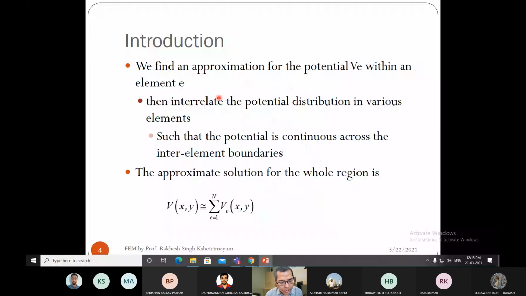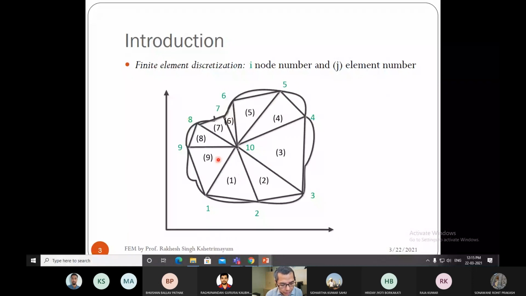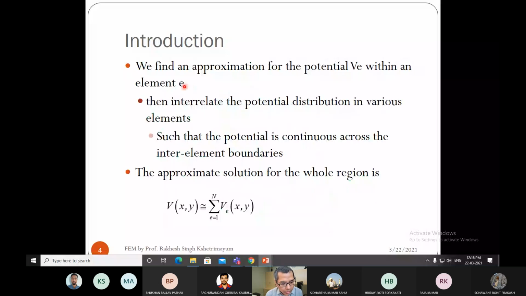Then the next step is we find an approximation of the potential within an element. So how many elements do we have here? We have 9 elements here. For every element here, we find the solution for the potential. Once you have the solution for the potential for every region, you find the solution for the whole region by summing the potential for every region. Let's say we have capital N elements, then you find the potential for every element. So E is going from 1 to capital N. That means we have capital N triangular elements here.